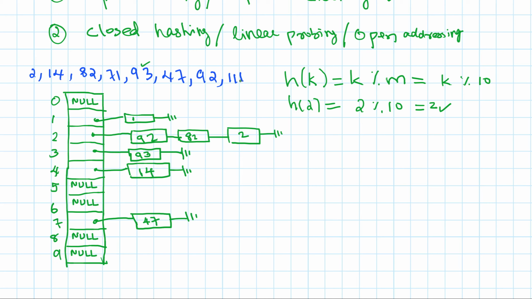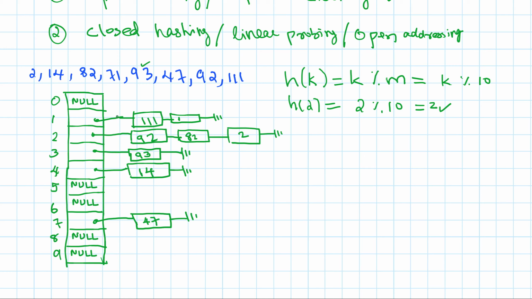Next I have to insert the number 111. So if you pass 111 to this function, you will get 1 as the index. So that is the second value that we are going to insert. So I will take this one, then I will move it to the right, then I will insert the new element as the head of this linked list. So we have the value 111.